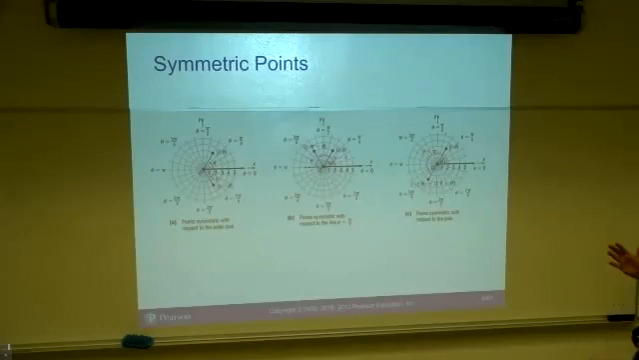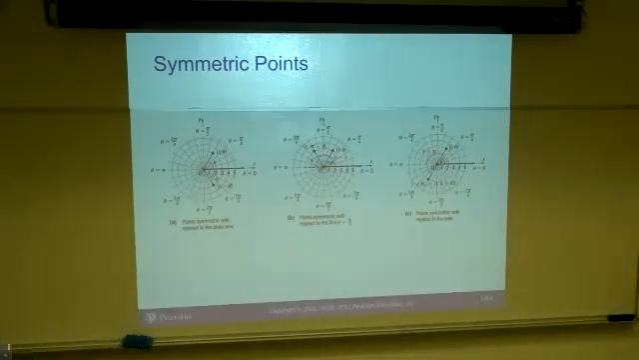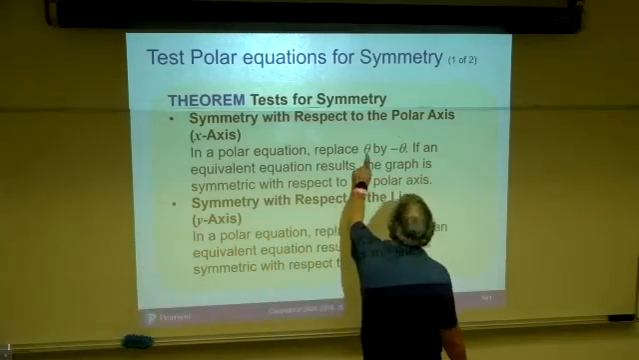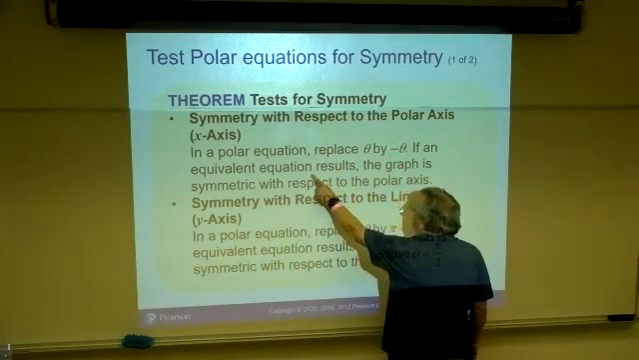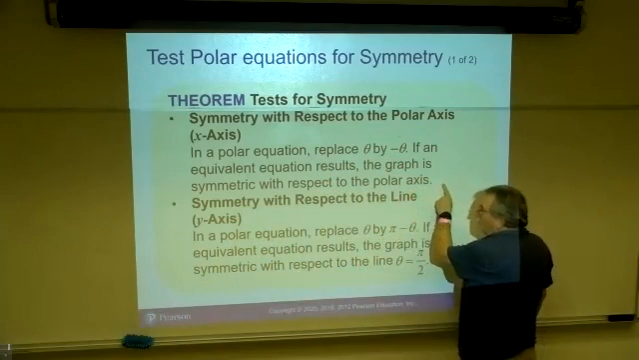And there's ways to test for symmetry. Does an equation have any symmetry? Well, we'll look at that. So symmetry with respect to the polar axis: if you replace theta with negative theta and you get an equivalent equation, in other words, you get back to the original equation, then it's symmetric with respect to the polar axis. That deals with cosine.